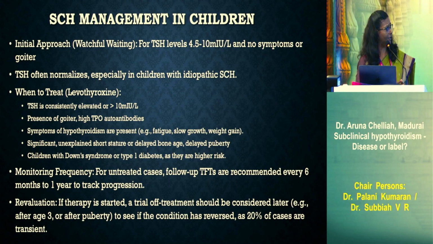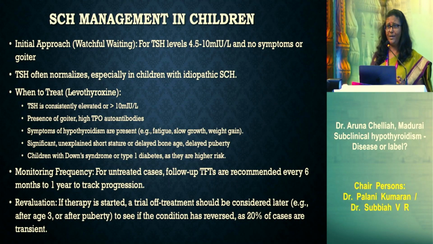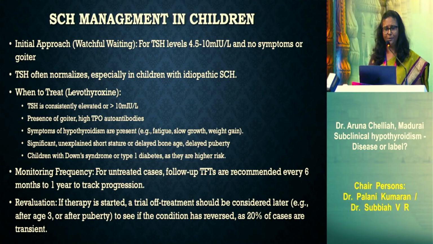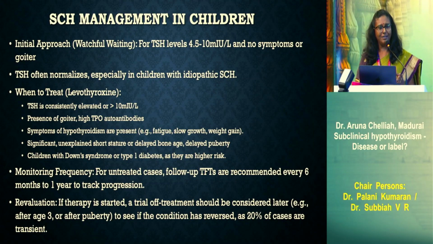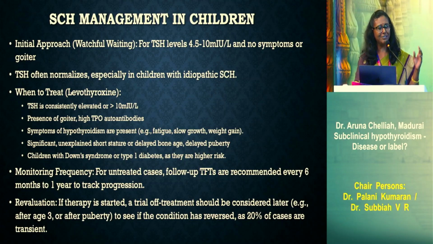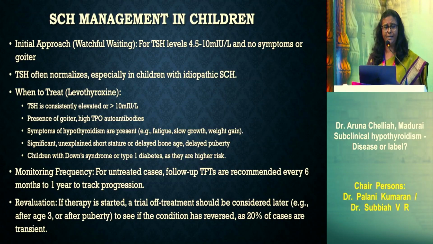What about children? I'm an adult endocrinologist. I have touched base here. I do treat, but I cannot claim that I am an expert on children like Varun or Dr. Kumaravel. So here is the initial approach: watchful waiting. TSH often normalizes, especially in children with idiopathic subclinical hypothyroidism. Varun beautifully said all this. I would treat if greater than 10, or with goiter. Pretty much the same thing as adults, it applies to children.